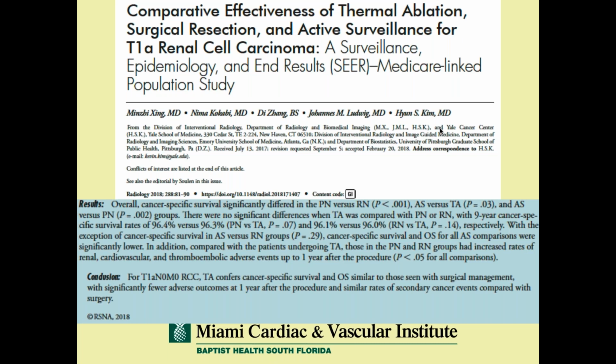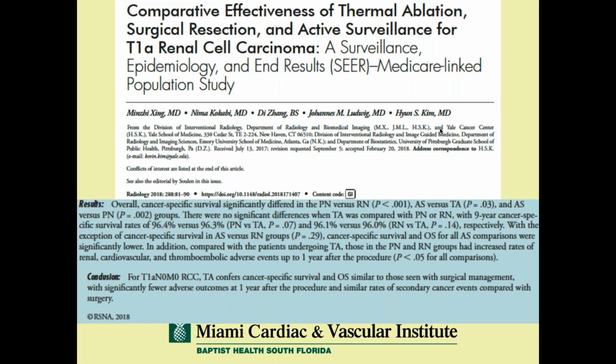I think in addition, it was also very important what they found was that compared to patients undergoing ablation, those that underwent partial nephrectomy or radical nephrectomy had increased risk of renal, cardiovascular, and thromboembolic adverse events up to 1 year after the procedure. So again, selecting the patient I think is important, and I think this is why I feel that there is a role for tumor ablation in our treatment of our patients.